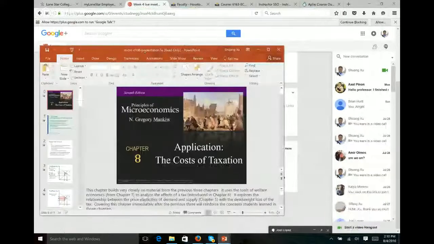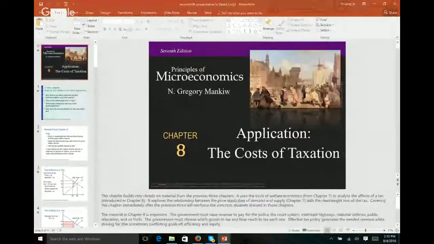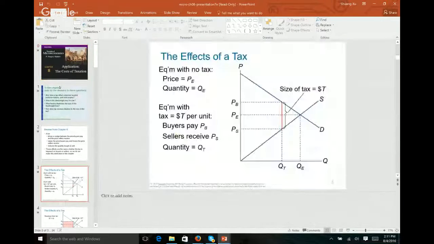All right, so chapter 8 is the application using consumer surplus and producer surplus, and then we're going to talk about the cost of taxation. Now remember, tax is the difference between how much the buyer pays and how much the seller receives. So this goes back to your chapter 6.